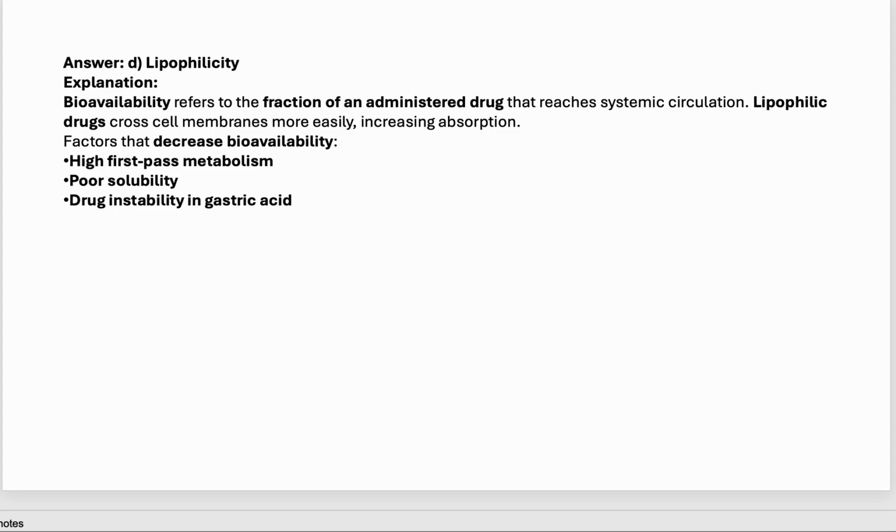Bioavailability refers to the fraction of an administered drug that reaches systemic circulation. Right? Lipophilic drugs cross cell membranes more easily, as it's very easy for them to follow passive diffusion. Hence, they are absorbed more easily. The factors that decrease bioavailability are, number one, high first pass metabolism, number two, poor solubility, and three, drug instability in gastric acid.